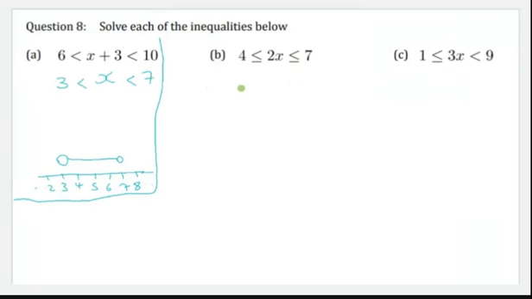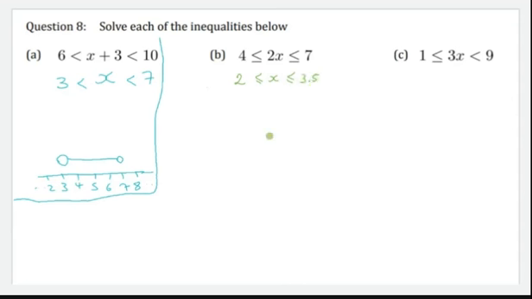Right, B. So would you divide by 2 on all sides? So that would be 2 is smaller than or equal to x, is smaller than or equal to 3.5.